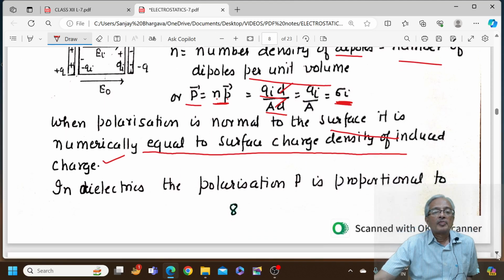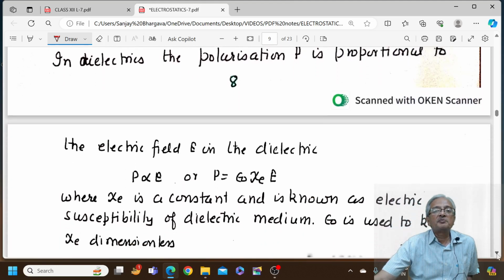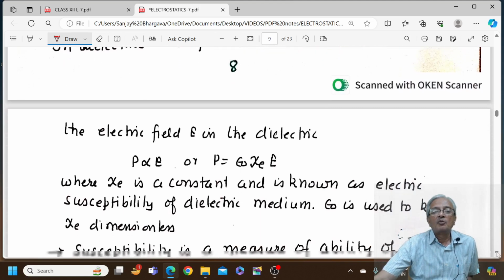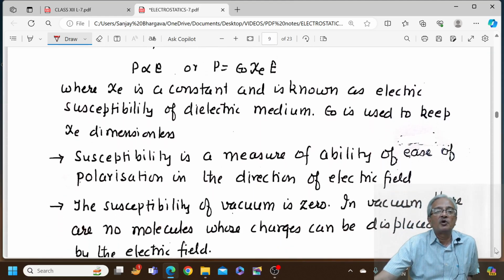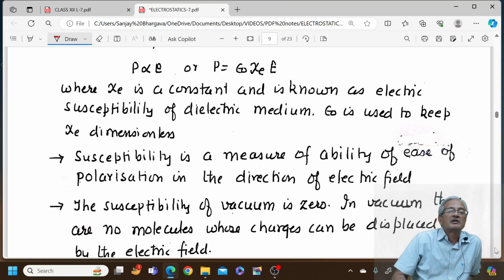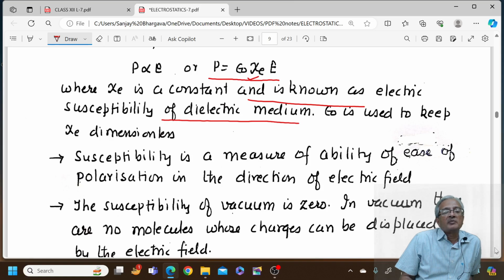Now, in dielectrics, the polarization P is proportional to the electric field. The greater the strength of the electric field, the greater the extent of polarization. So P would be equal to epsilon 0 chi_e times E. Here epsilon 0 has been introduced to make chi_e dimensionless. Chi_e is nothing but a constant and is known as the electric susceptibility of the dielectric medium. Chi_e is dimensionless.